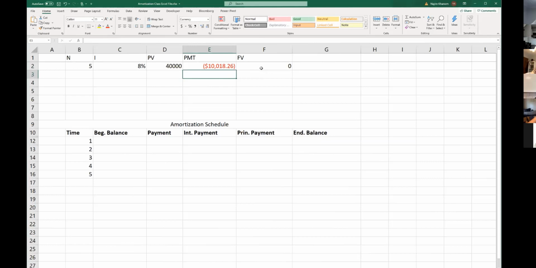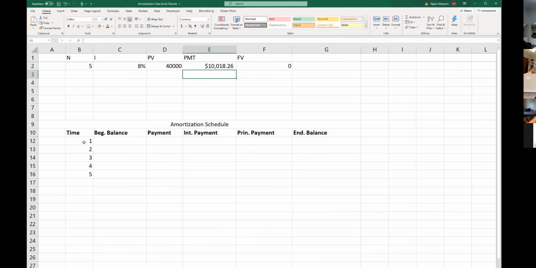I'm going to make one slight adjustment because we're going to need this number. I'm going to put a negative on top of this because I'm going to use the same number for the amortization schedule, and I just want it to be positive. So if you missed it, I just added a negative sign in front of payment to make it positive, right? Sounds good?